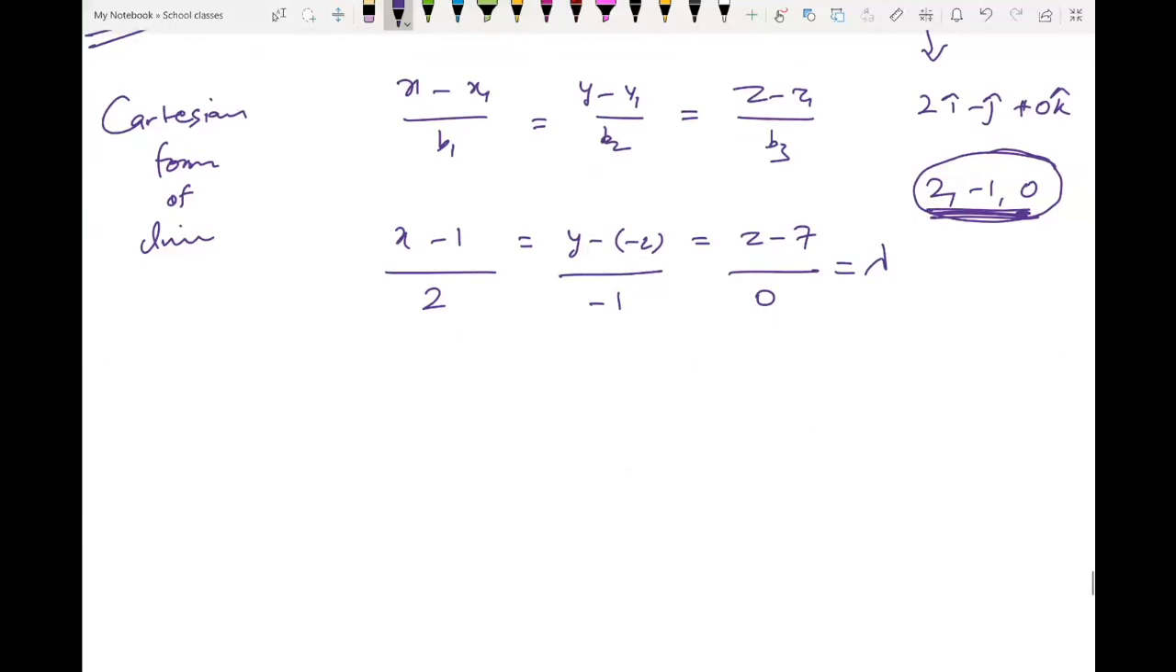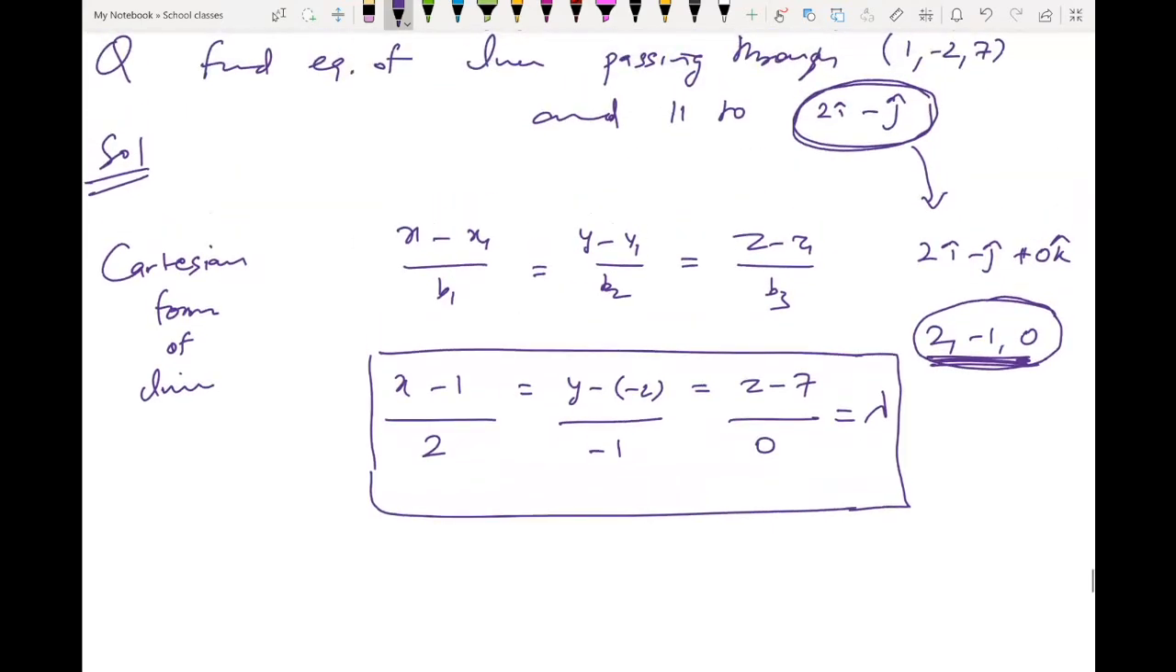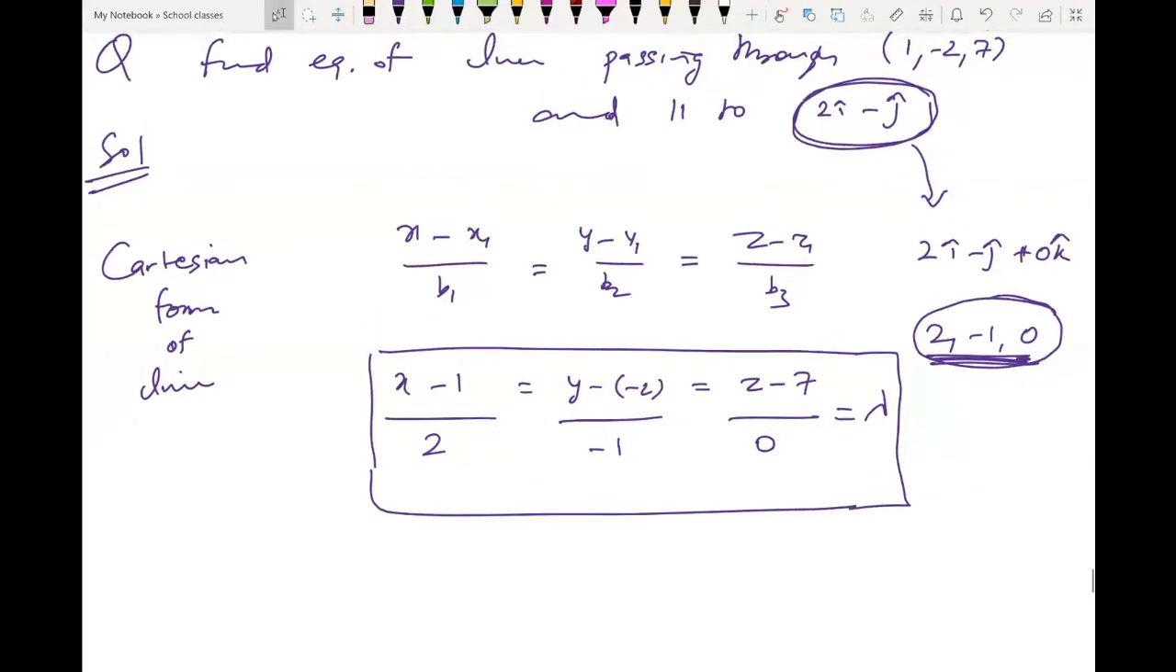So this is the Cartesian equation of line. Similarly, we can be asked about a vector equation of line. Now, what will be the vector equation? See, the formula is r vector equals vector a plus lambda b vector. So first of all, from the question, you can write a vector. What will be a vector? Beta, this is the point, and the position vector of this point will be 1 i cap minus 2 j cap plus 7 k cap. That is a vector.